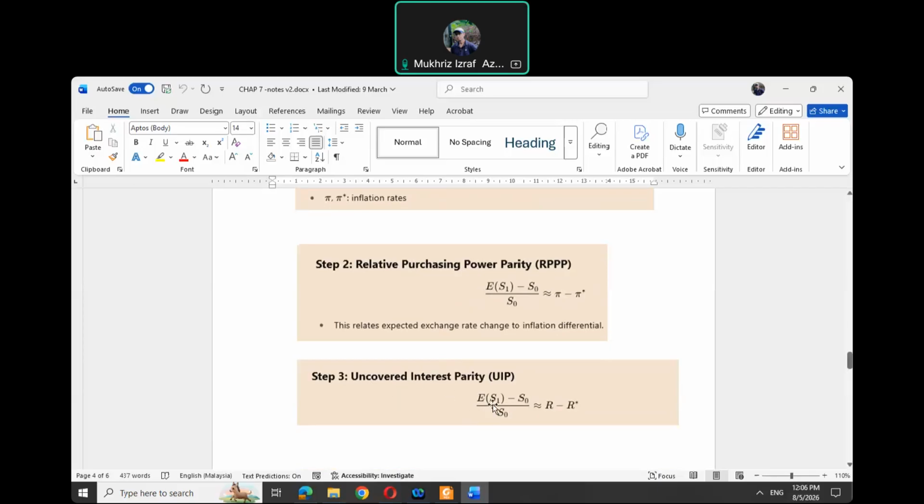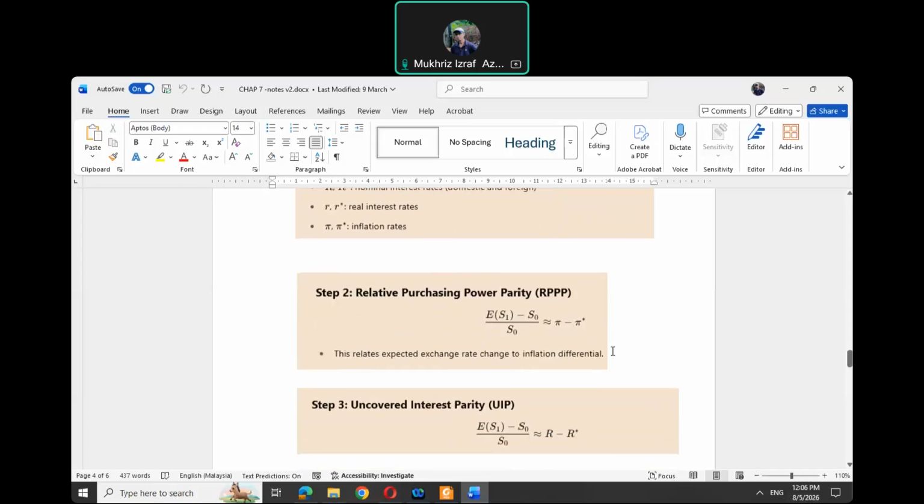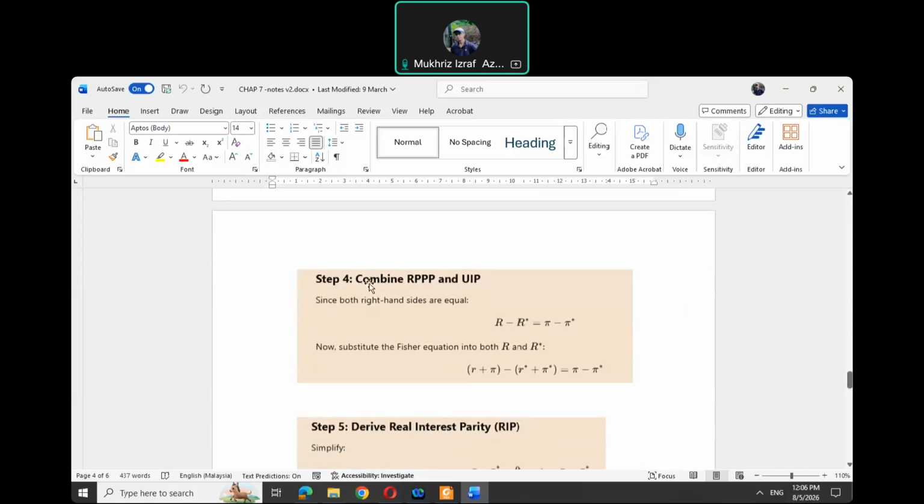So uncovered, we use the spot exchange rate, the expected spot rate 1 year from now, minus the spot rate today, divided by the spot rate today. So this is basically the percentage change in spot rate, which is equivalent to the change in the nominal interest rate. You remember R is the nominal interest rate. Okay, so this is when we combine these three. We combine RPPP and UIP, and then that gives us this. You need to go through the equation step by step in order to understand and appreciate the process, how we arrived at the Fisher equation just now.